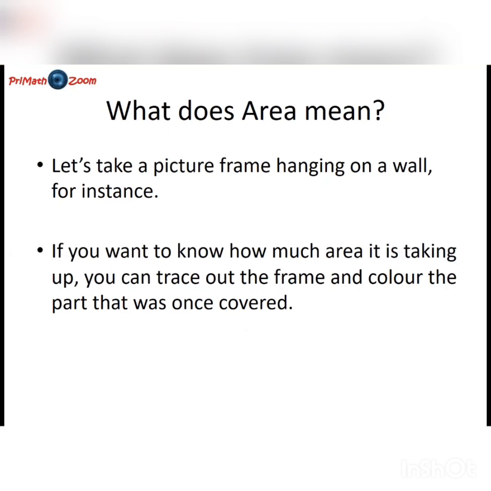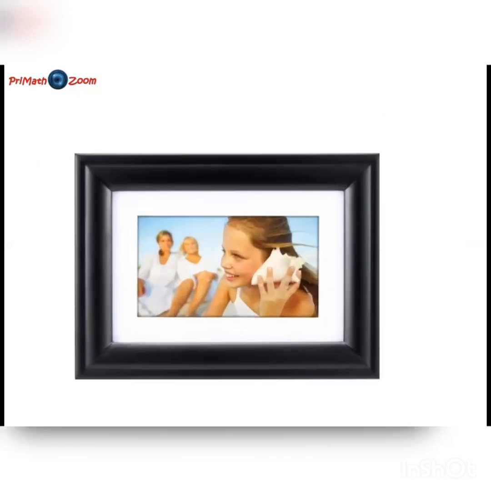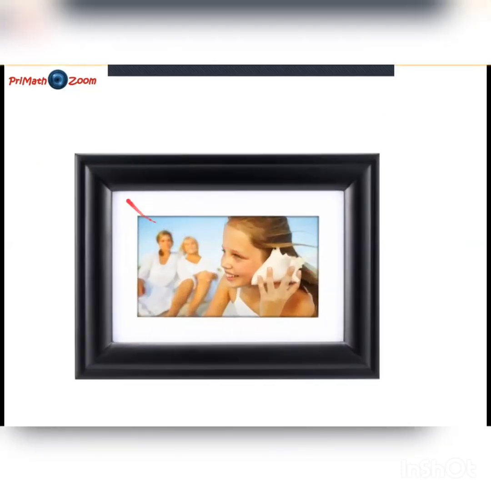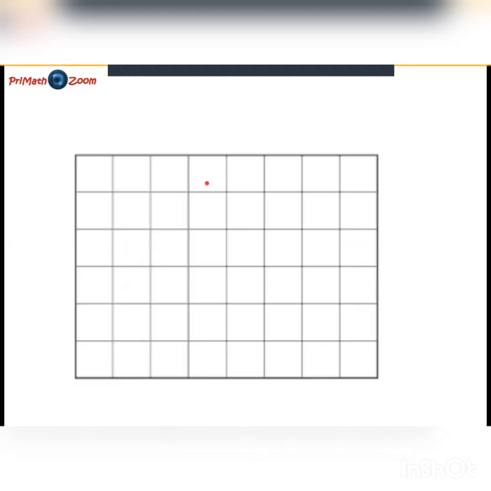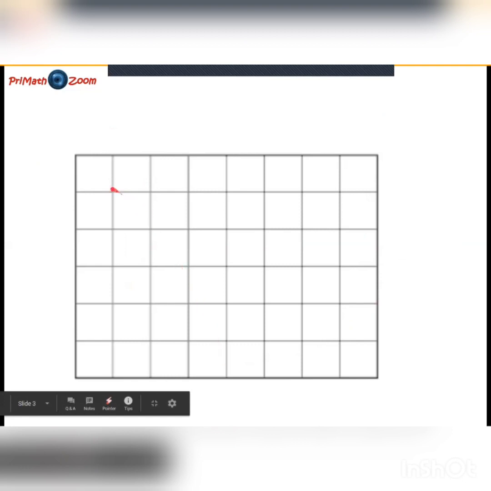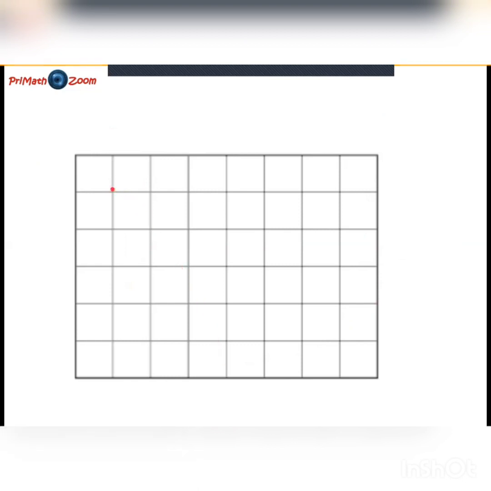If you want to know how much area it is taking up, you can trace out the frame and color the part that was once covered. Like this picture frame here. In order to find the area that this took up, we could also remove it and draw up a grid. So in order to find out this area, we could count the squares on the grid, for example. So let's go and see what area that picture frame took up.